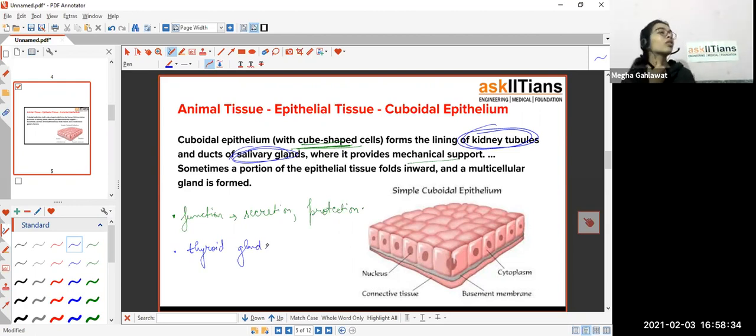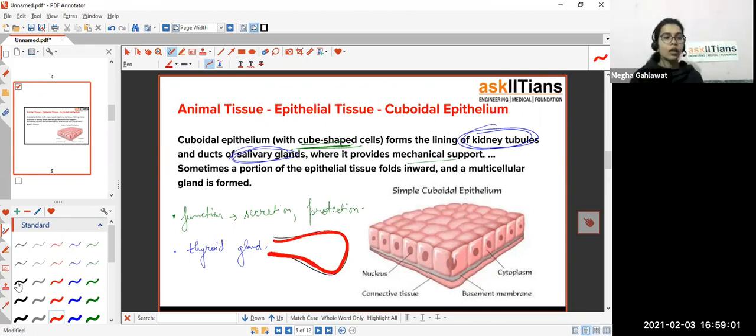Remember, the thyroid gland is present right here in the neck, and it is responsible for the secretion of the thyroxine hormone for the proper growth and development of your body. So cuboidal epithelium will be present like this. They'll be present like this. My drawing is a little nasty, but I think it should be understandable. So these are present like this.